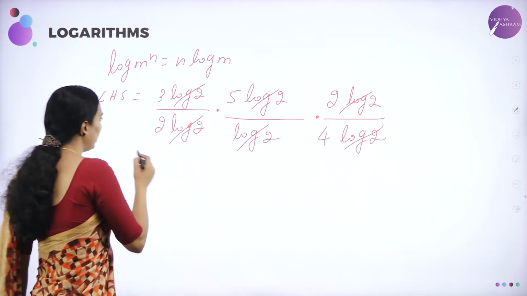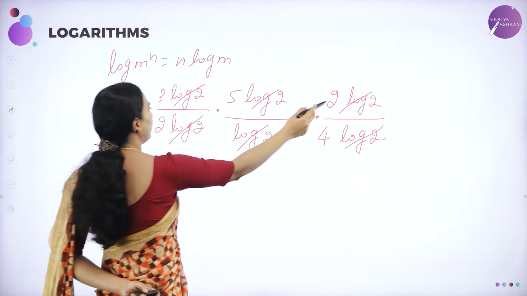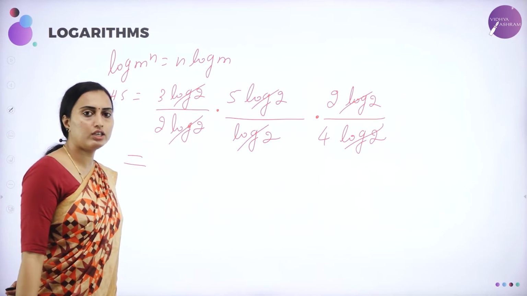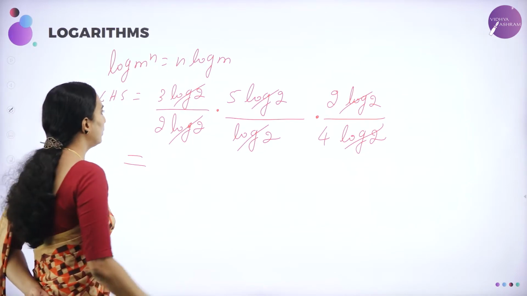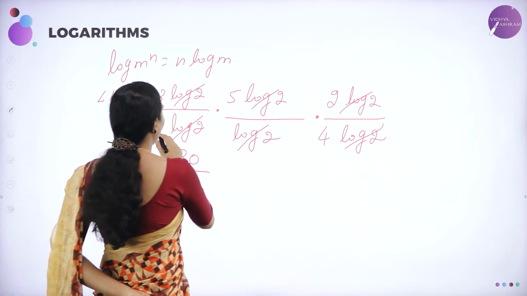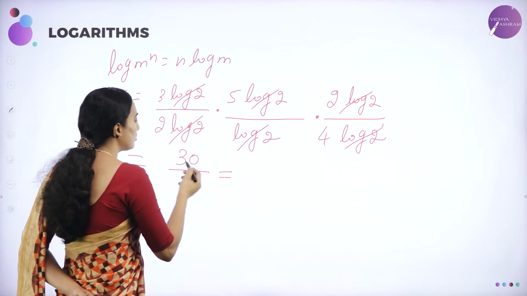You are going to remain with only the values. So you are going to have in the numerator 3 into 5 into 2. What is 3 into 5? 5 3s are 15. 15 2s are 30. So therefore I can have it as 30 divided by, 2 4s are 8.